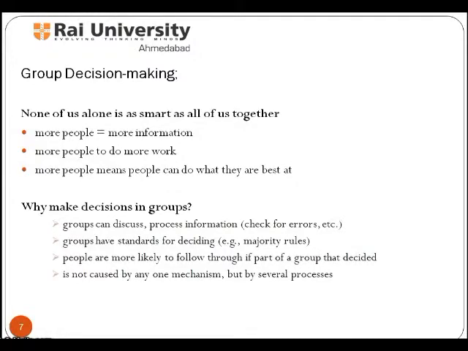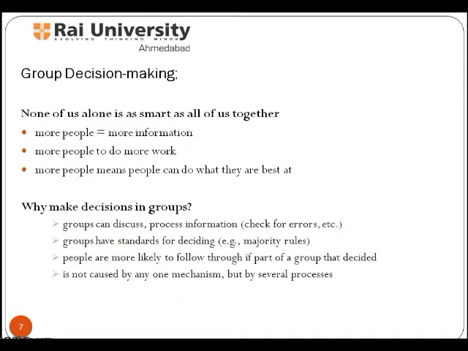is equivalent to more information. More people do more work. More people mean people can do what they are best at. So why make decisions in groups? Groups can discuss and process information and check out for errors. Groups have standards for deciding.